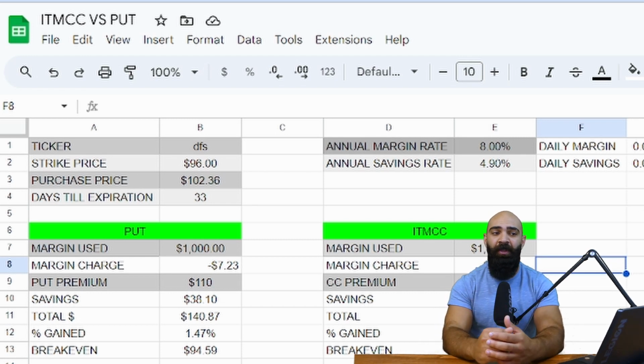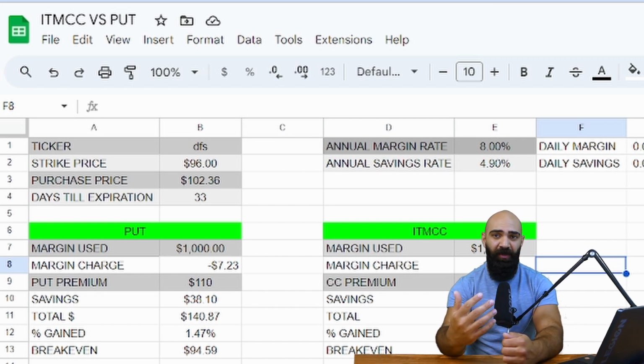So to recap, the in-the-money covered call is probably better for a lot of tech stocks, a lot of stocks with a lot of volatility, and it's probably better for a tax-advantaged account because you might not be accruing that savings rate, which makes the difference on some of these examples. But it's probably not better like our DFS example, something with less volatility, something that's not a tech stock. It'd make more sense just to sell the put versus the in-the-money covered call.